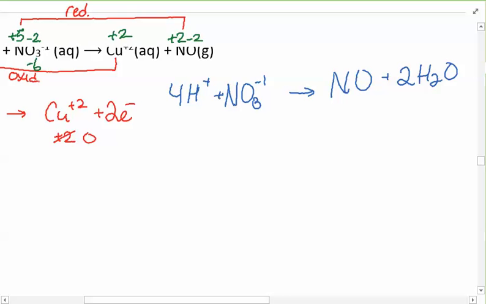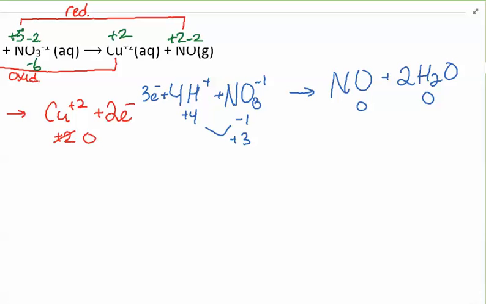If we take a look, everything's balanced. Now we can take a look at the charge. The hydrogen will give us a +4. Nitrate gives us a -1. We then have a 0 and a 0. So overall here we have a +3 charge on the reactant side and a 0 charge on the product side. So we're going to add 3 electrons to the reactant side. I always like to leave myself extra space so when I start adding things I don't have to squish it in before I go any further.